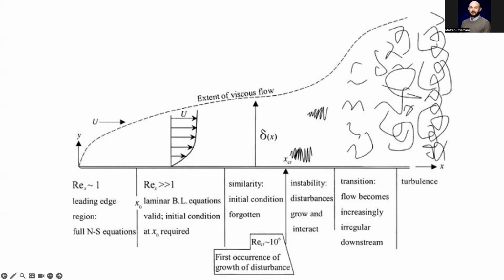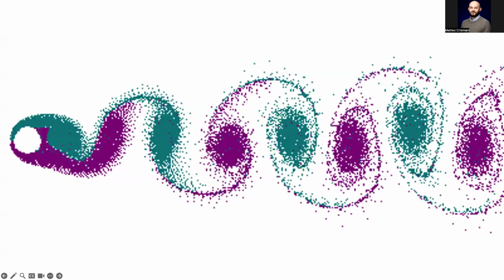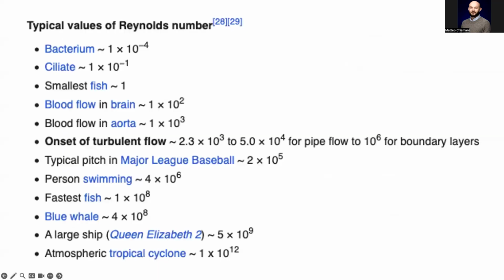However, moving from a circle with flow moving past it to a wall doesn't change the Reynolds number from 10 to the 6 down to 10 to the 2. It's very small changes. So when we look here at the typical Reynolds numbers, you see that blood flow in the brain, 10 to the -2 up to 10 to the 2, so 100, is laminar flow. And it's actually really good that it's laminar flow.